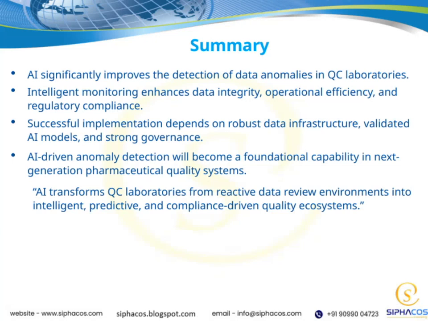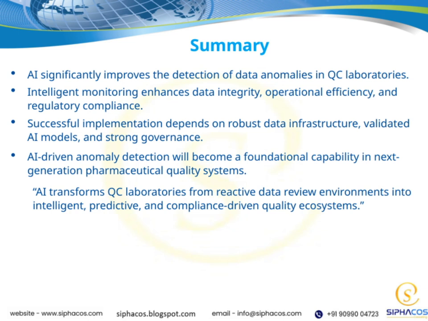As we wrap up this slide, I want to emphasize that AI has a transformative impact on how we detect data anomalies in QC laboratories. It's not just about faster detection, but significantly improving accuracy and reliability. This intelligent monitoring enhances data integrity, which is crucial for making informed decisions and maintaining trust in our results. Furthermore, it boosts operational efficiency by automating routine checks and flagging issues early, saving time and resources. And of course, it helps ensure we're meeting regulatory requirements more consistently.